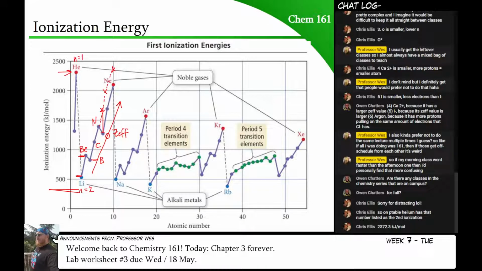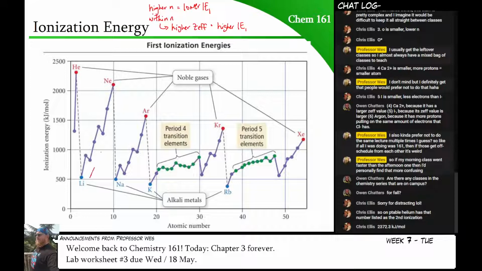So to summarize our observations on this chart, let's just write these up here. As you increase N, ionization energy is lower because the electrons are further away. It's easier to remove them. But within an N, higher Z effective equals higher ionization energy, which we can see is the general trend within an N.